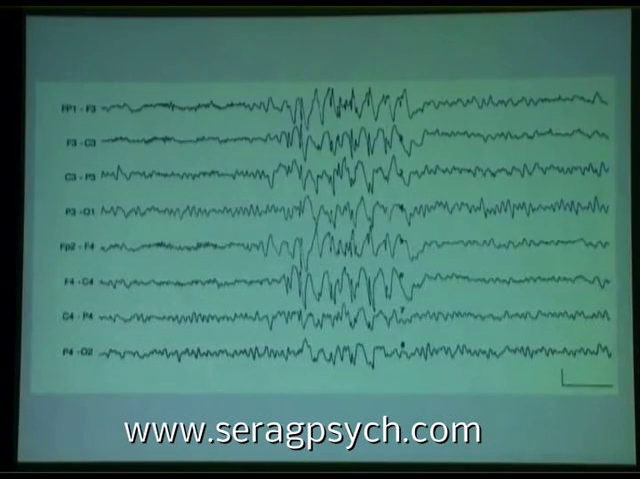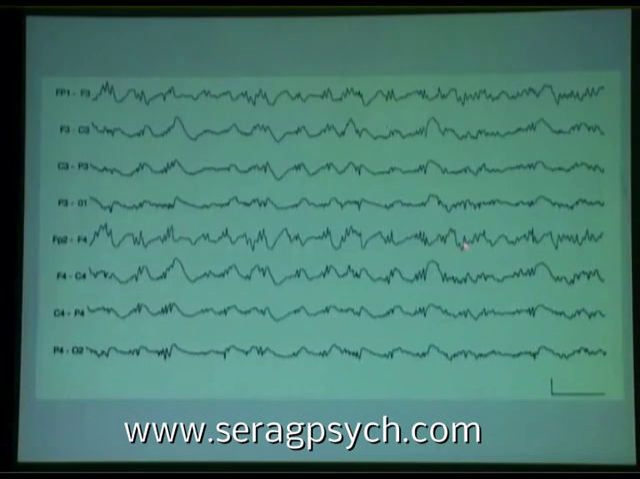Next. Oh, can you go back one? Yeah. I mean, you could say, well, how do you know these aren't focal spikes? If these were focal spikes at F4, you wouldn't see any involvement of P3. You see, that's one of the ways to distinguish a regionally accentuated generalized discharge from a focal discharge.